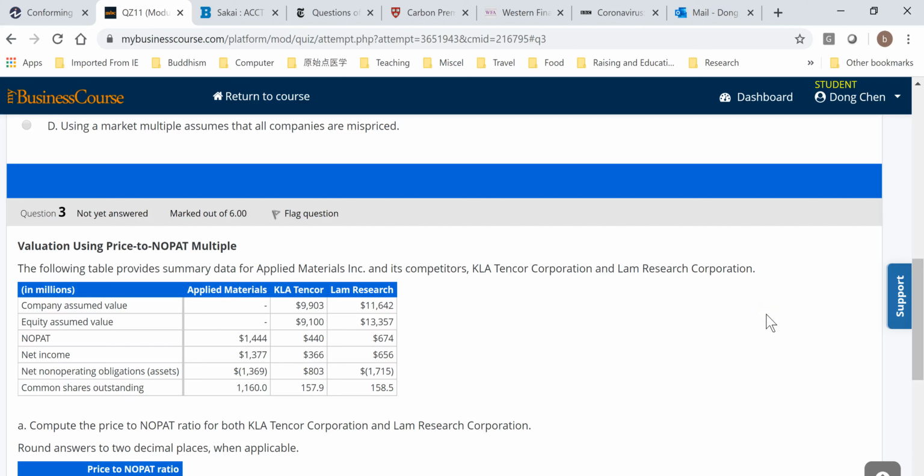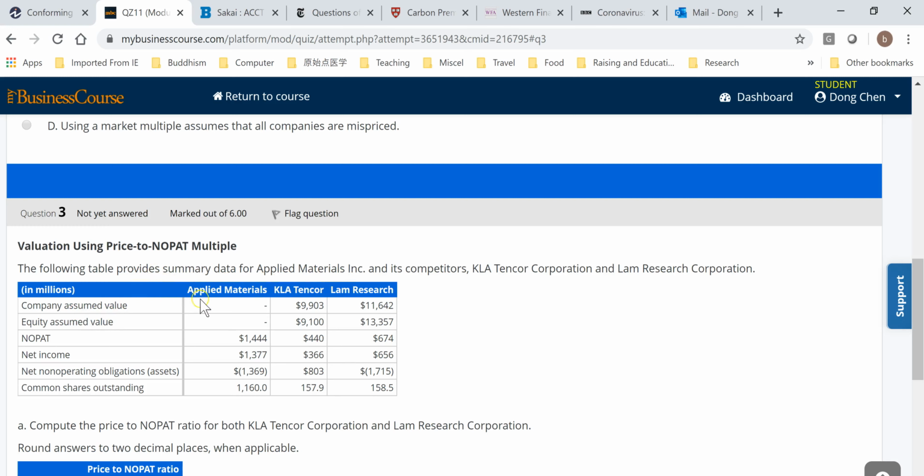This is question number 3 on QZ11 of module 15. Evaluation using price to NOPAT multiple. Because NOPAT is a firm-based performance measure, here price to NOPAT should be understood as company assumed value divided by NOPAT multiple.